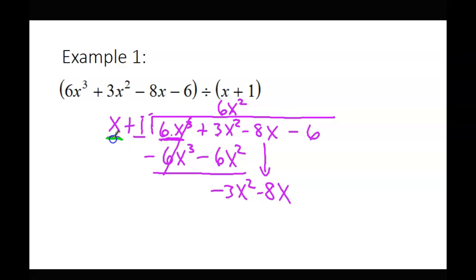Different color this time. What do we multiply the x by to get this? Or in other words, what is this divided by x? What would you multiply x by to get that? Well, first of all, we need it to be a negative 3, right? Also, what would we have to do to the x to get x squared? Well, we need another x, right? So I would multiply x by negative 3x to get negative 3x squared.